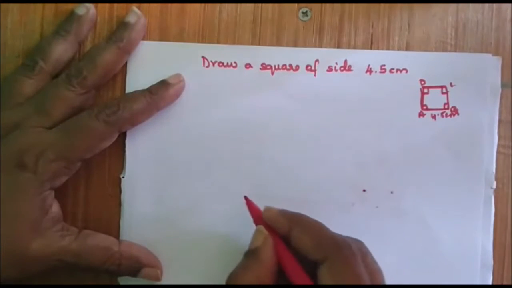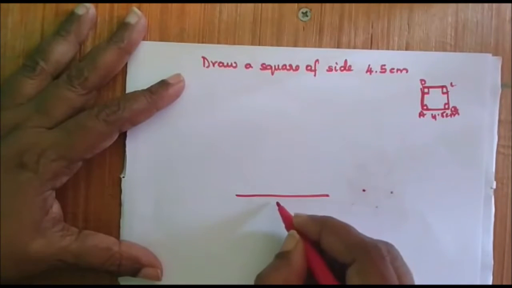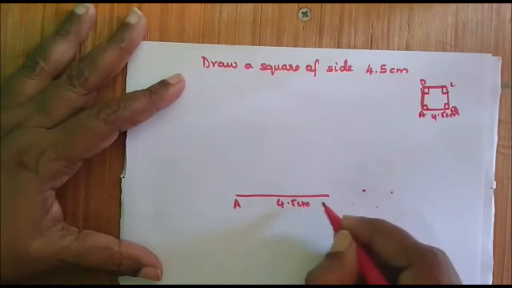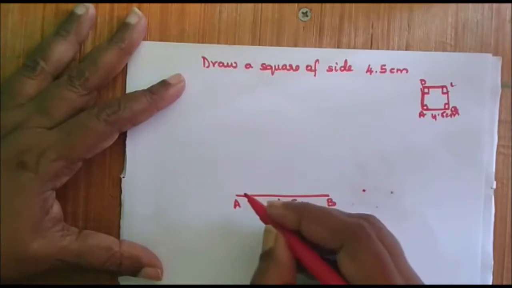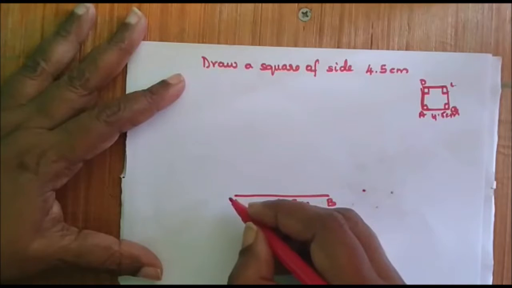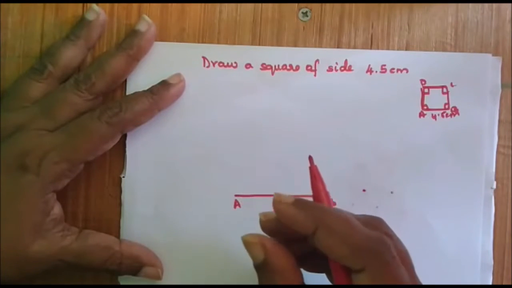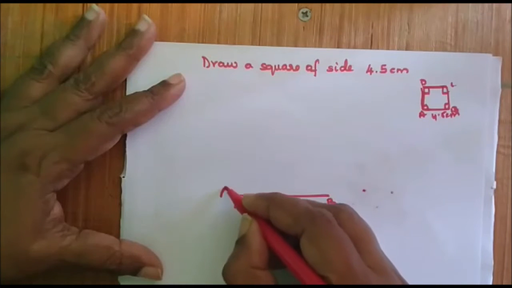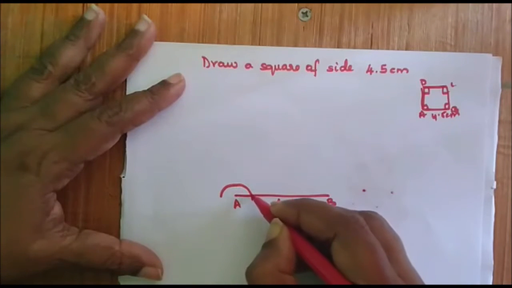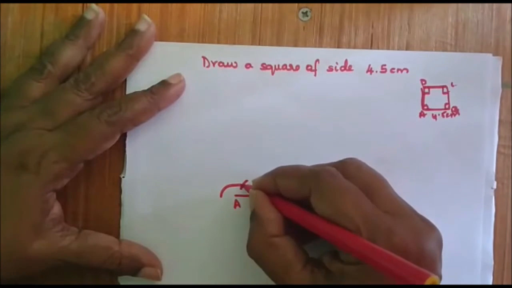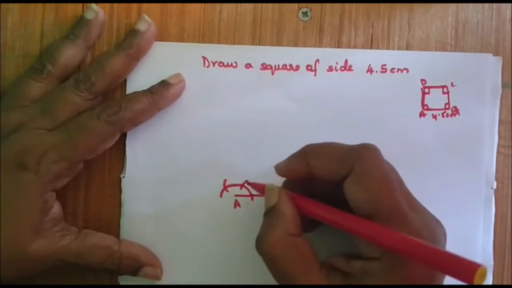ABCD. Okay. So first we will draw a line which is 4.5 centimeter using the scale. I am drawing a line AB. Now I will draw perpendicular bisectors, or you can say what I'll do is I will open the compass a little. I'll draw an arc like this. I'll keep my compass here. I'll draw an arc here. I'll keep my compass here. I'll draw another arc here.